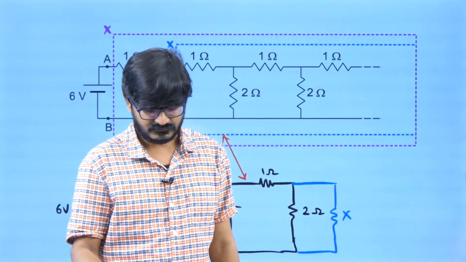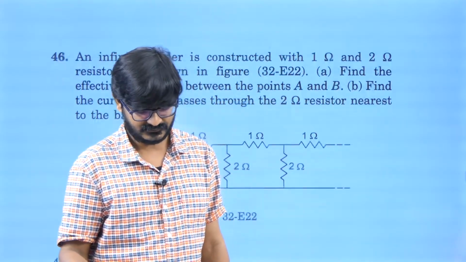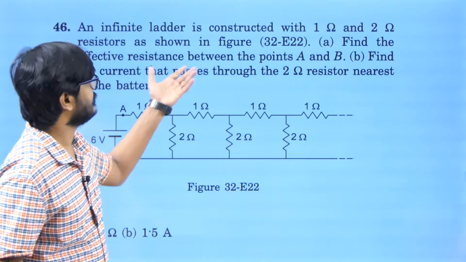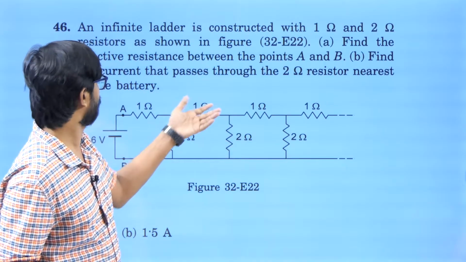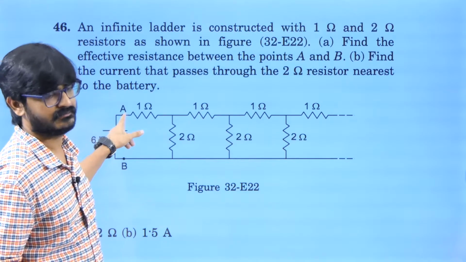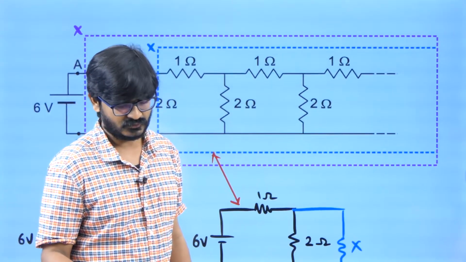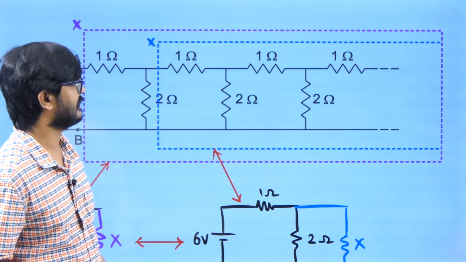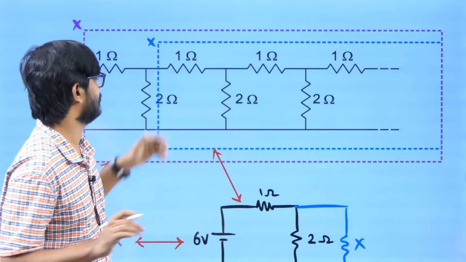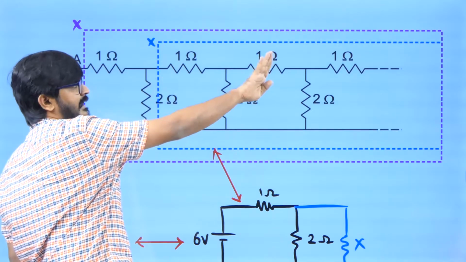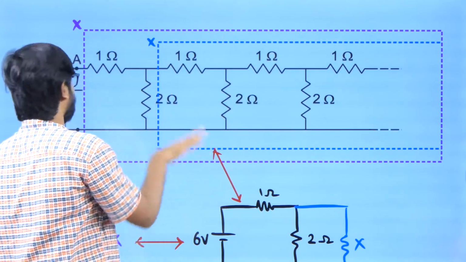Now going to the next question. The question says this one: an infinite ladder is constructed with 1 ohm and 2 ohm. So you need to find what is the equivalent resistance between A and B. Whenever there is an infinity thing, you need to see which pattern is repeating again and again. I have put some dotted lines here. If I see from here, whatever happens, the same thing will happen even if I see from here.